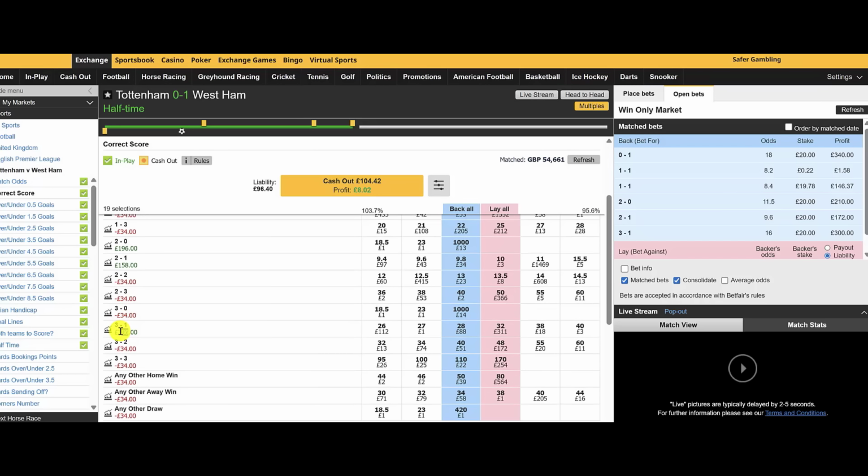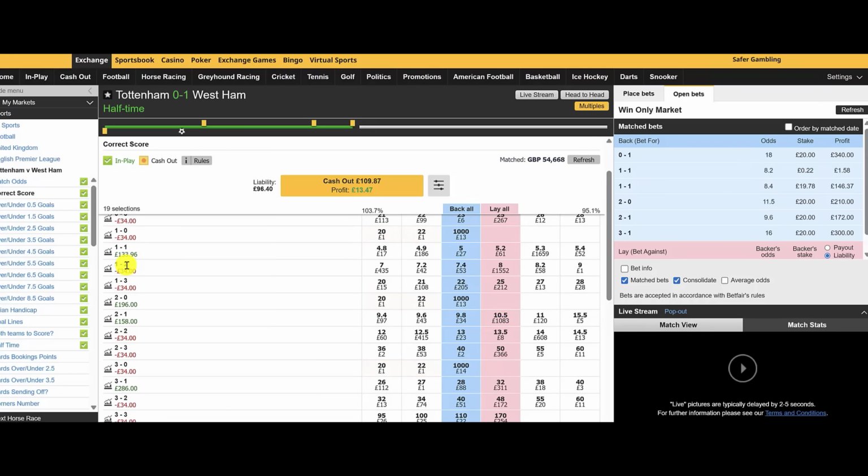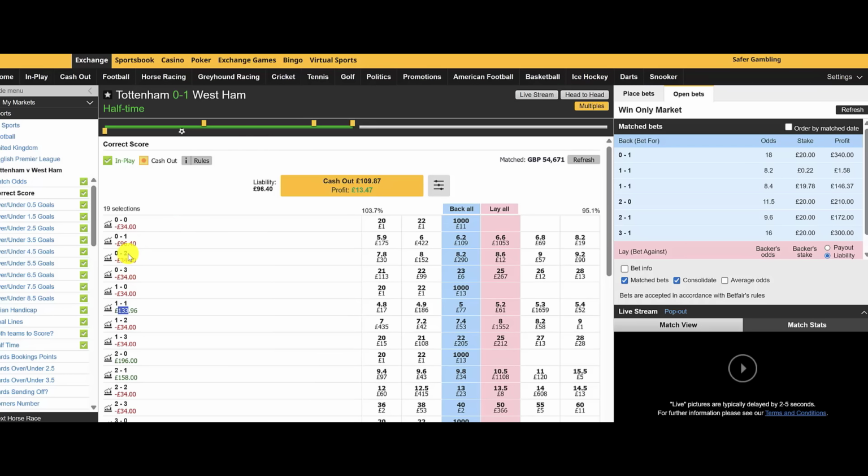Oh yeah, we've also got the 3-1. Forgot about that. So if we do get back on the 1-1, that's our most ideal scenario. That's where we're going to probably start to look to make a profit. But if it does go 2-0 West Ham, we've minimised our loss. Let's see what happens in the second half.